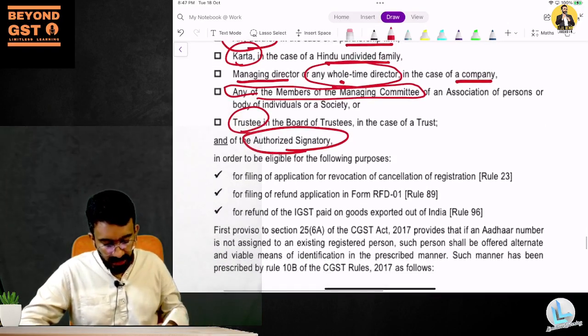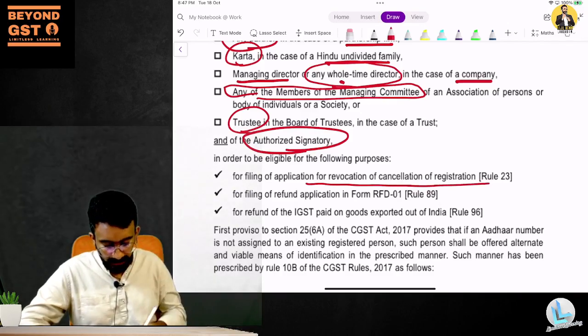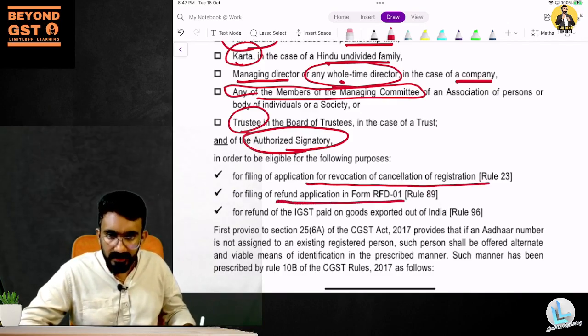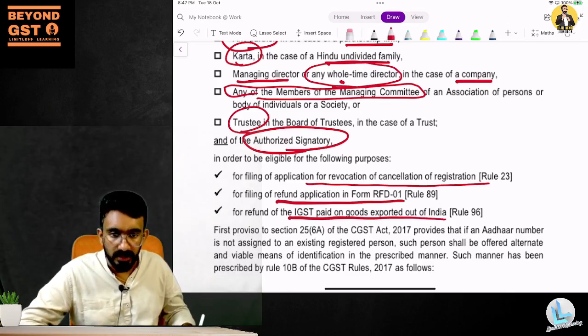Then only they will be able to apply for revocation of cancellation. If they don't do Aadhar authentication, this will not be available for them. Refund in RFD1 will not be available to them. Refund for IGST paid exports, that also won't be available to them.